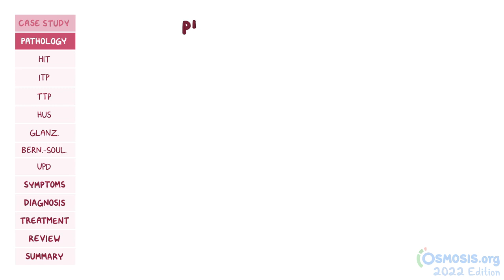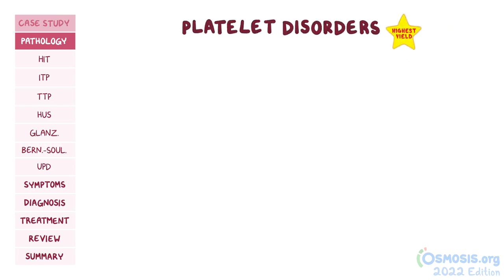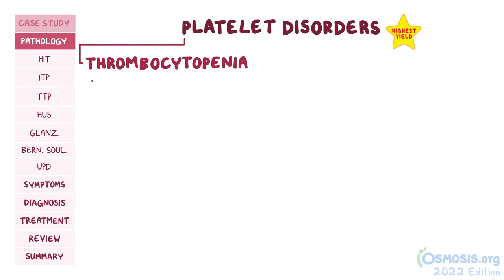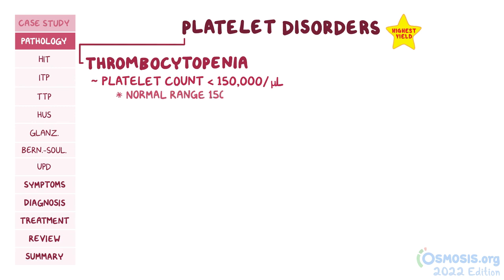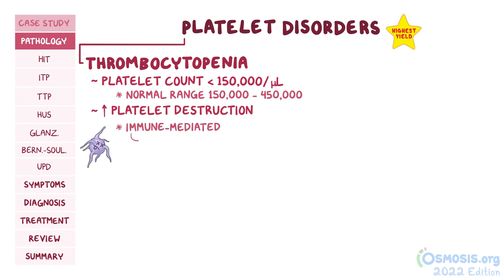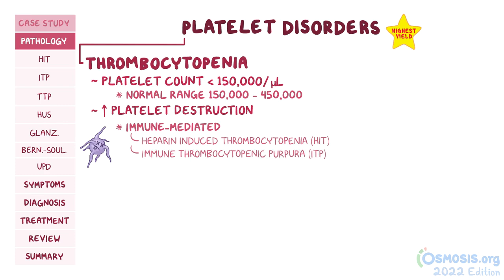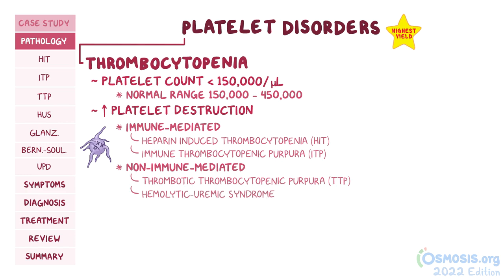For this video, let's focus on platelet disorders. These can be further subdivided into 2 categories. In the first category, there's thrombocytopenia, which is defined as a platelet count below 150,000 per microliter, with the normal range being between 150,000 and 450,000. Thrombocytopenia can be caused by increased platelet destruction, which can be immune-mediated, like in heparin-induced thrombocytopenia, or HIT, and immune thrombocytopenic purpura, or ITP. Other cases can be non-immune mediated, like thrombotic thrombocytopenic purpura, or TTP, and hemolytic uremic syndrome, or HUS.